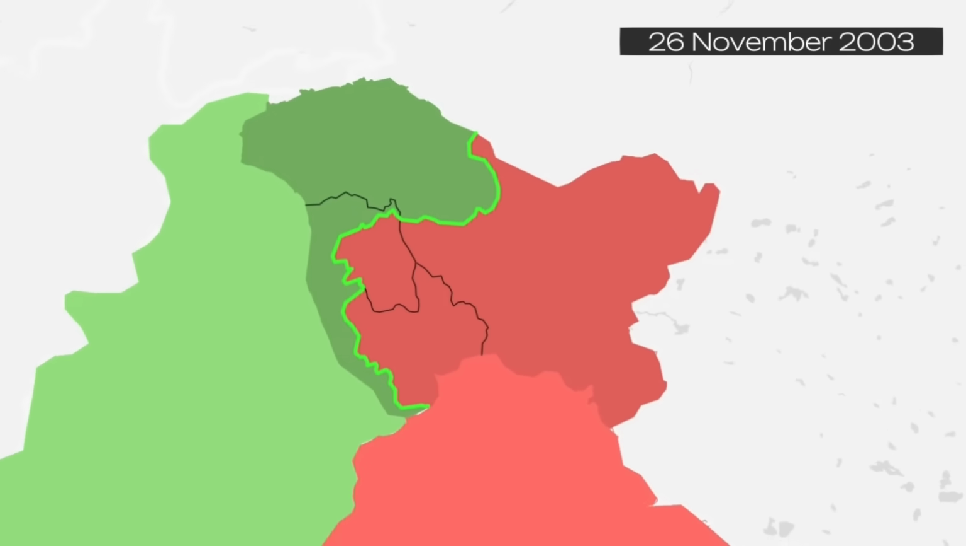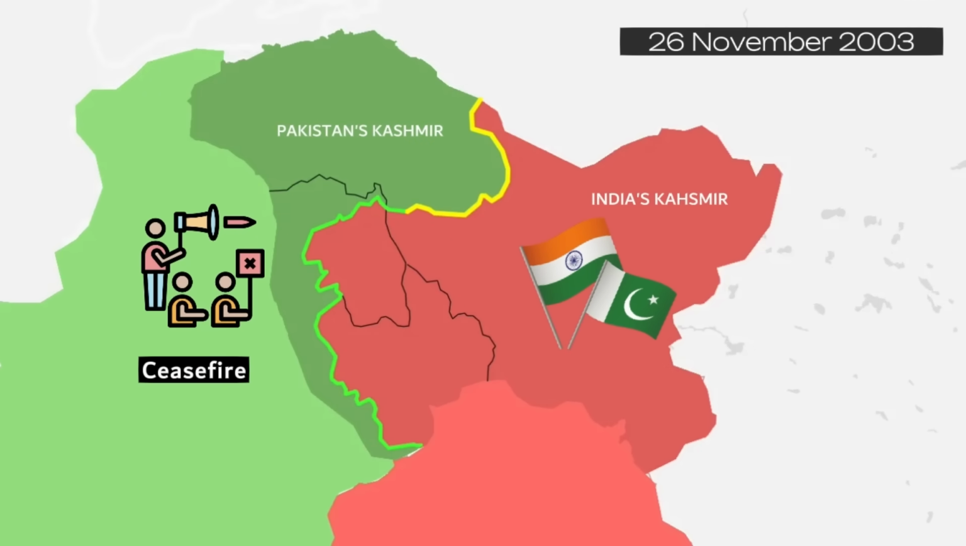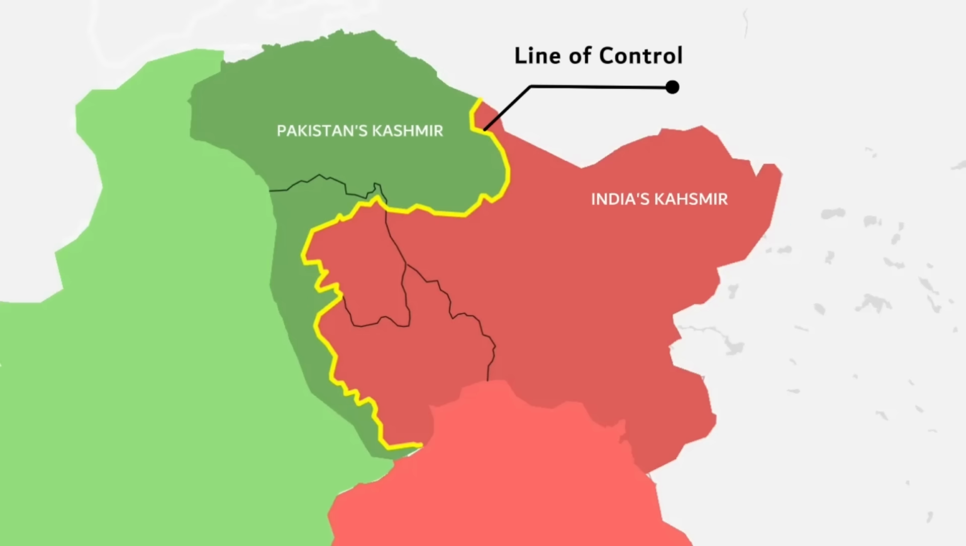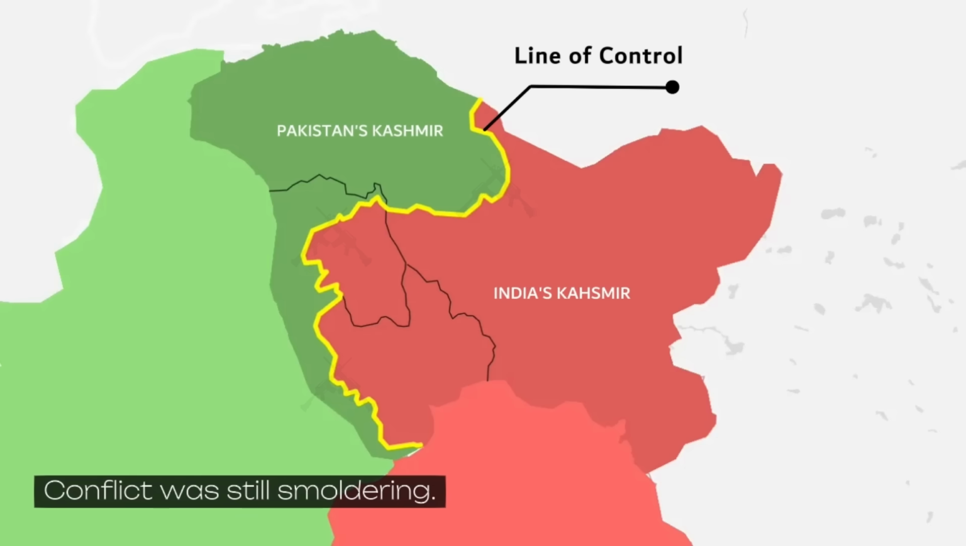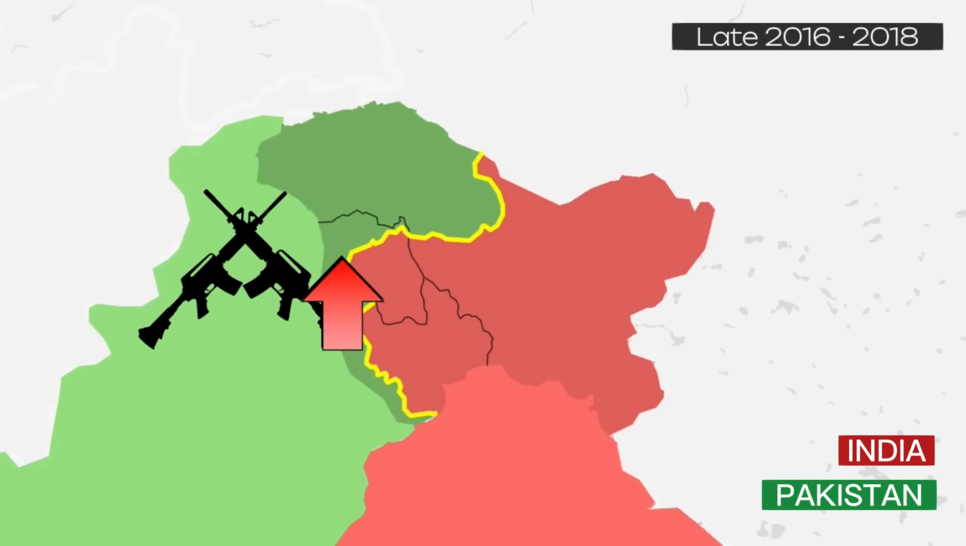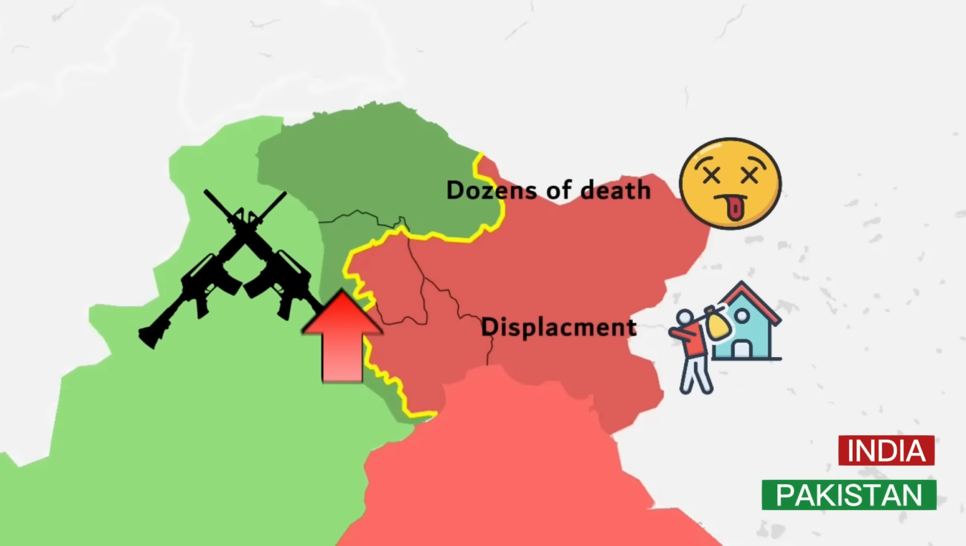On 26 November 2003, a ceasefire agreement between India and Pakistan took effect along the line of control that divided the disputed region of Kashmir. However, despite the agreement, the conflict between India and Pakistan is still smoldering, with both sides regularly exchanging fire across the de facto border. From late 2016 to 2018, border skirmishes escalated and culminated in the death of dozens of civilians and the displacement of thousands of people on both sides of the line of control.